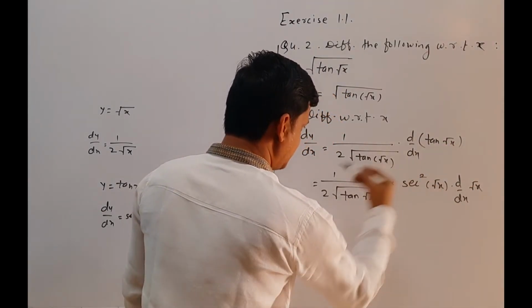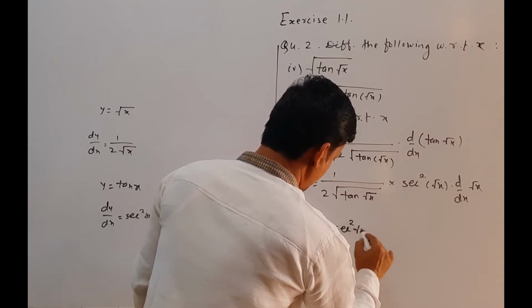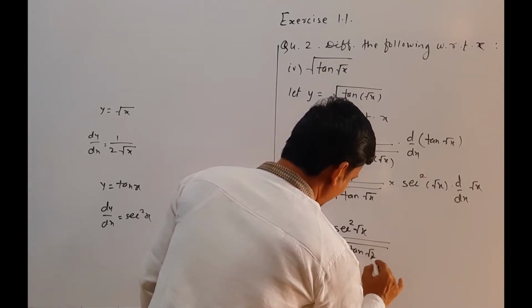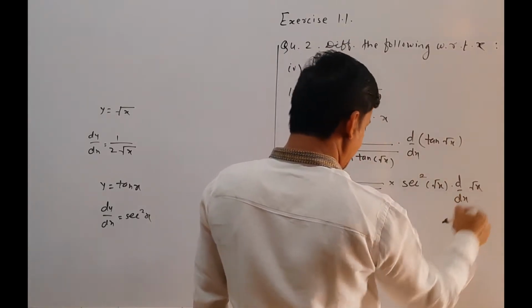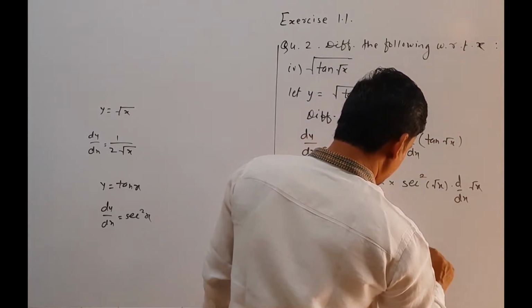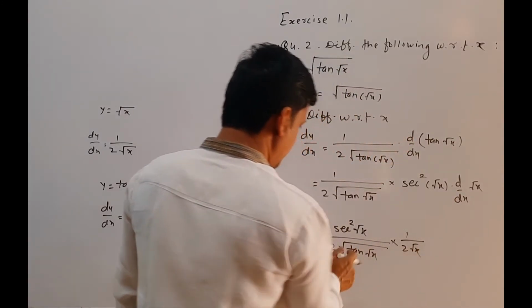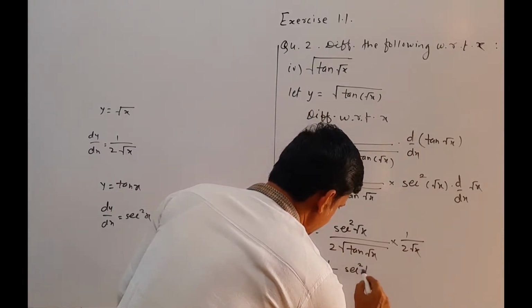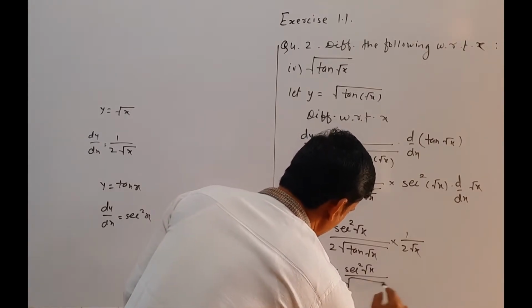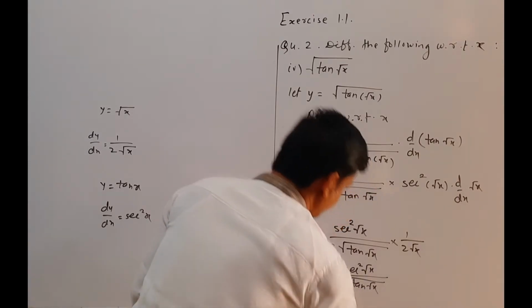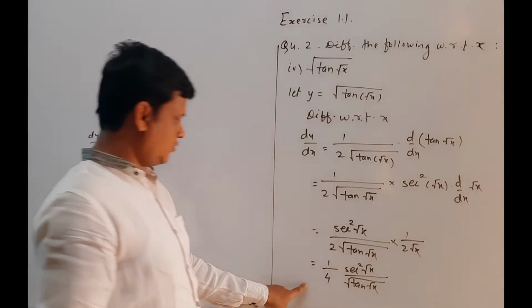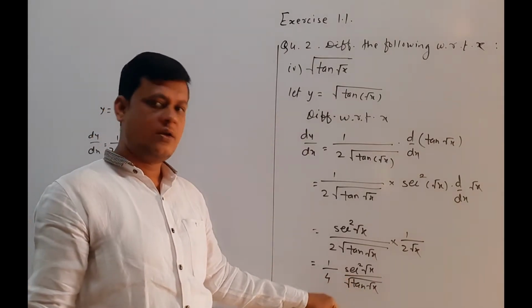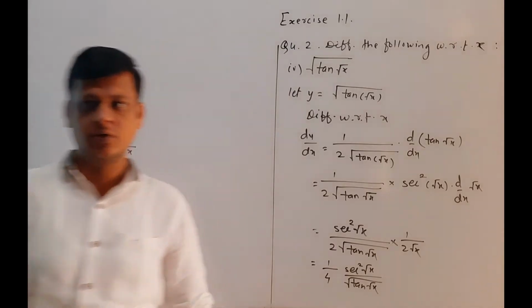So we write this as sec square in the numerator. So we write sec square root x upon 2 times tan of root x into the derivative of this root x, which is 1 upon 2 root x. So we write this 2 into 2, 4. So we write in the answer 1 by 4 sec square root x upon tan of root x. So this is the final derivative. If you can simplify, try to solve this yourself.